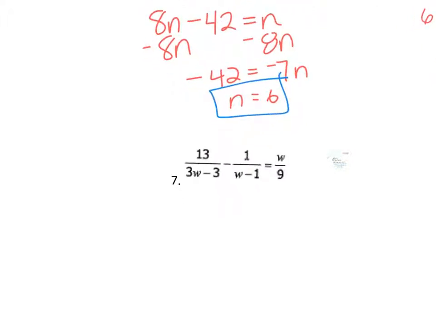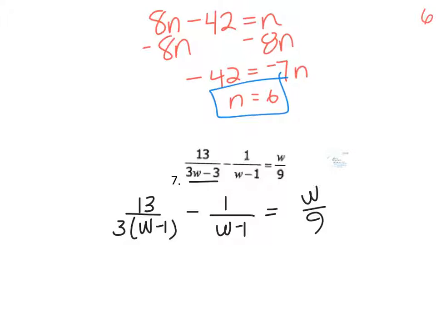So number 7. I'm going to factor out my denominator to get a common denominator. So I can factor out a 3. So I have 3 times the quantity w minus 1, minus 1 over w minus 1, equals w over 9. So if I have a 9 right here, it means that I need to have a 9 in the middle one, and I need to have a 9 over here, so I'm going to multiply the top and the bottom by 3, and then my right-hand side needs the expression w minus 1.